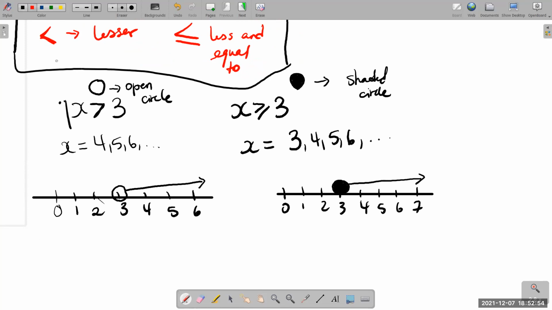Let me use a different color. So this is how this is represented. And this is how this is represented. So let me know when you guys finish copying down this, and we're gonna go right back into the questions.